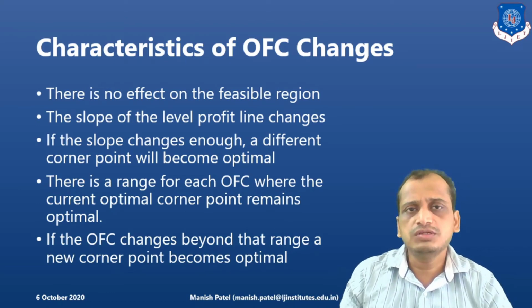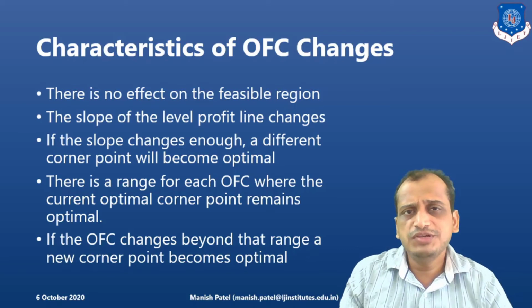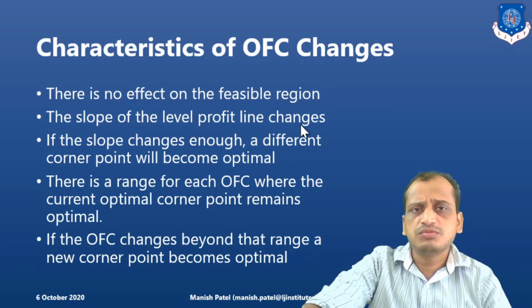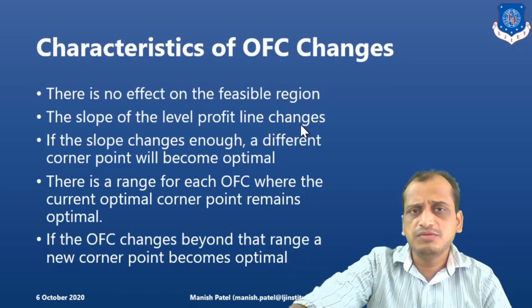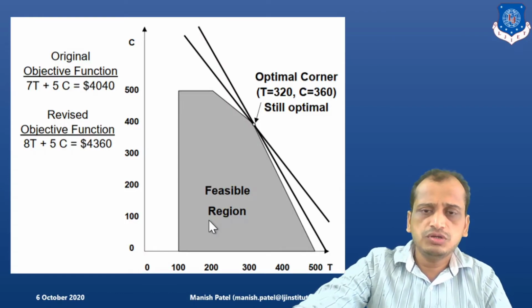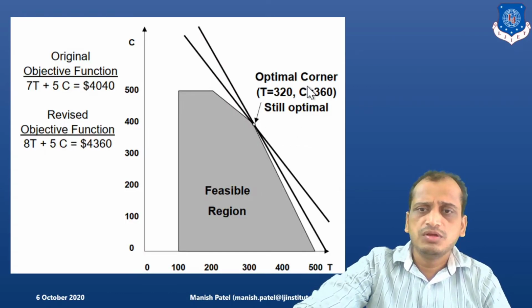Now we can definitely summarize the changes in objective function coefficients. The feasibility does not change, right? As we have seen previously, the feasibility region has not changed, or you can say the profit line slope has changed. Why? Because we have increased the profit level, right? And as we have shown here, the corner point has become the new optimal solution.